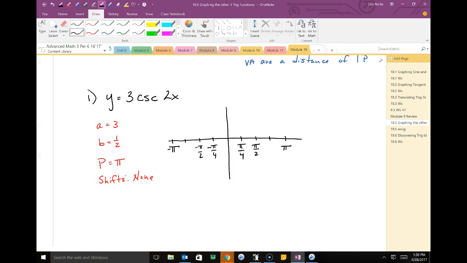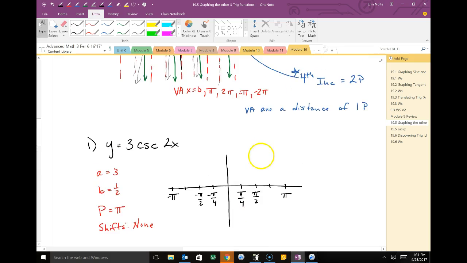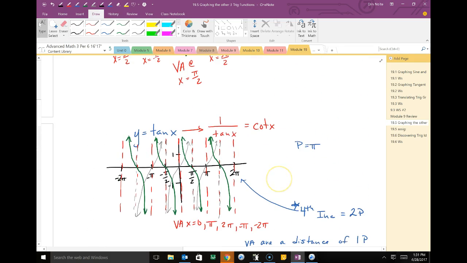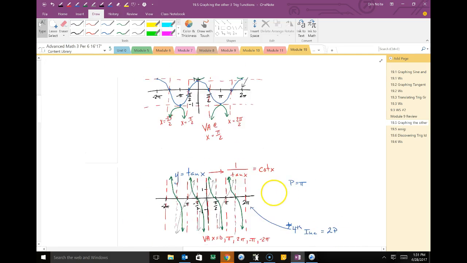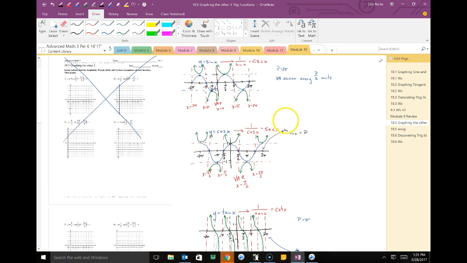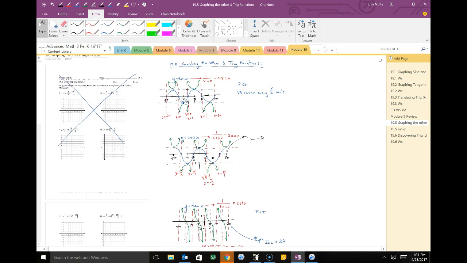Before I draw this, I want to go back up and look at my 3 parent functions. And I'm going to show you a little trick that I use. There's 2 functions that start with the letter C. Which are the 2 functions? Cosecant and cotangent, right? The 2 functions that start with the letter C, their first vertical asymptote is at 0. See what I did with my hand there? That's literally how I remember that.